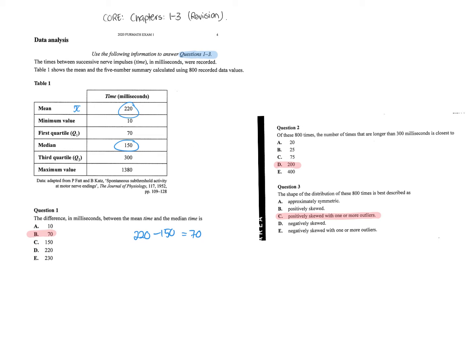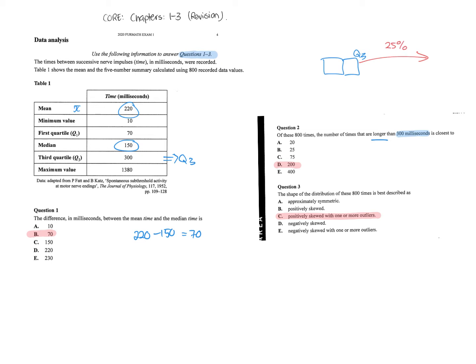Okay, question 2. Of these 800 times, the number of times that were longer than 300 milliseconds. If you have a look, they've told me something to do with 300. If I go over here and look, 300 is the Q3. So how many times are bigger than the Q3? If you have a box plot and you've got your Q3, just remember 25% of it is above the Q3.